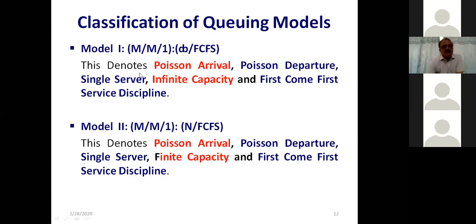One indicates a single server, that is, the number of servers available in this model is only one. That's why we call it a single server model. And the population and the capacity are infinite. It is called infinite capacity. And the type of discipline which this particular system maintains is first come, first serve. That's why we call this model a single server, infinite population, first come, first serve.